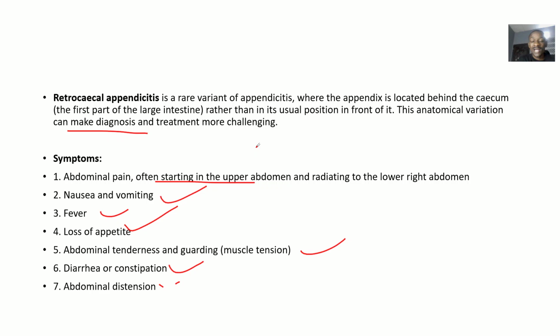So that's why we actually study this retrocaecal appendicitis on its own. All right, so that's all you guys really need to know about retrocaecal appendicitis.